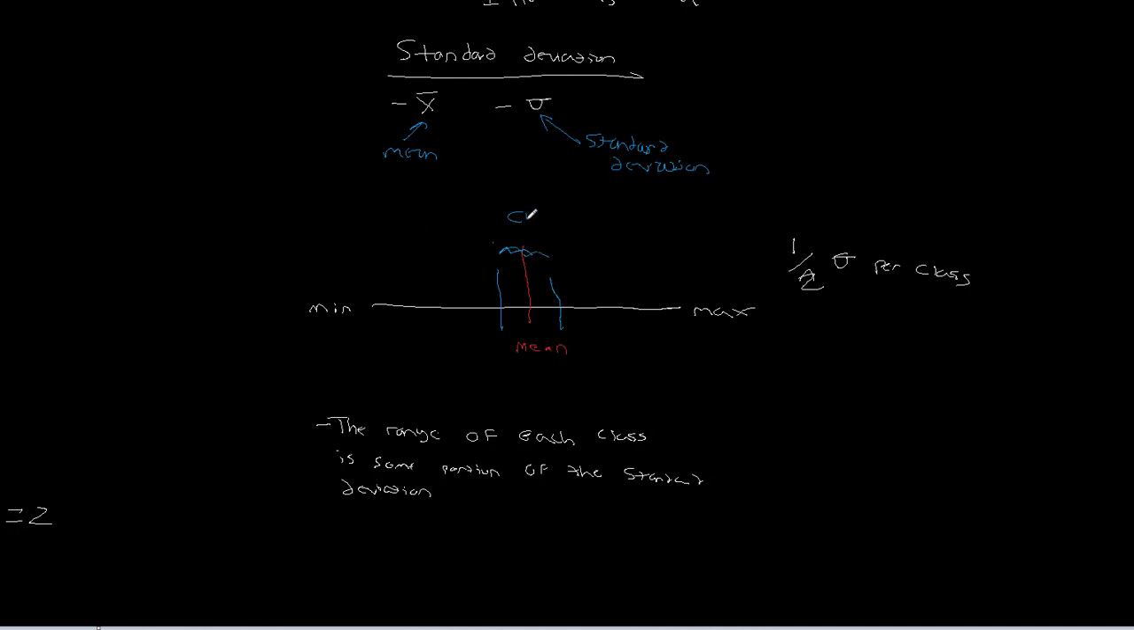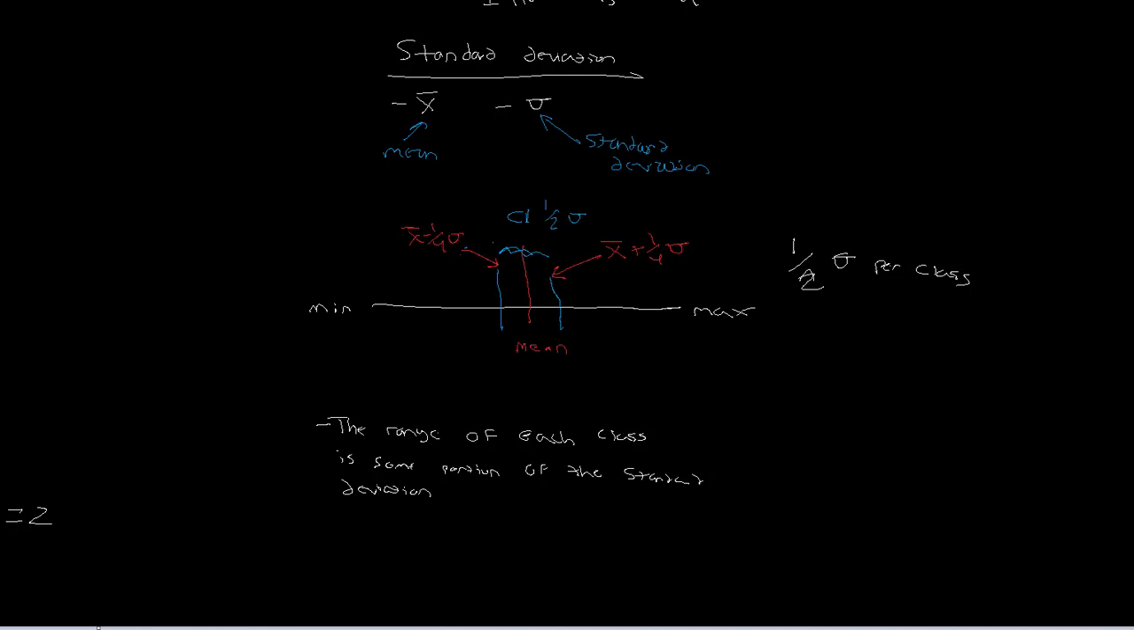This would be one class. This would also consist of half a standard deviation, right? So this breakpoint right here would be x bar minus 1/4 of the standard deviation, and this breakpoint right here would be x bar plus 1/4 of the standard deviation, so that the entire width here is 1/2 of the standard deviation centered around the mean.